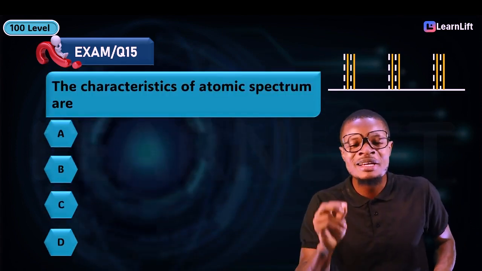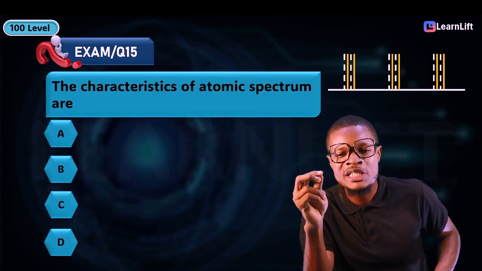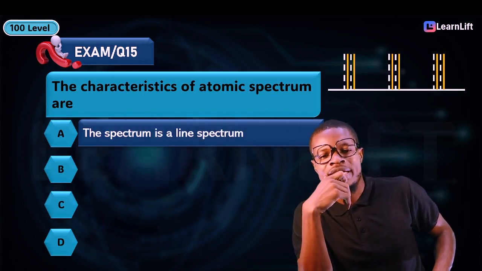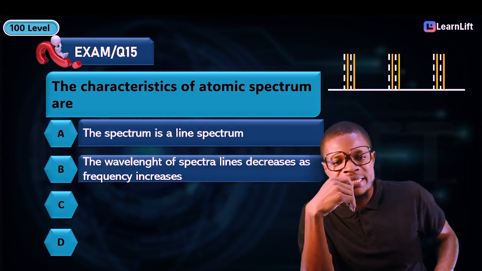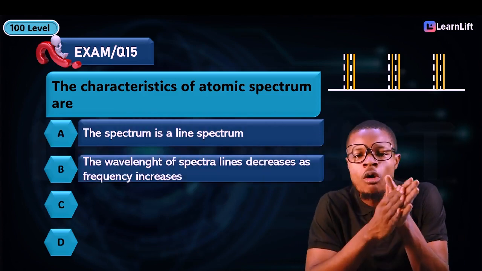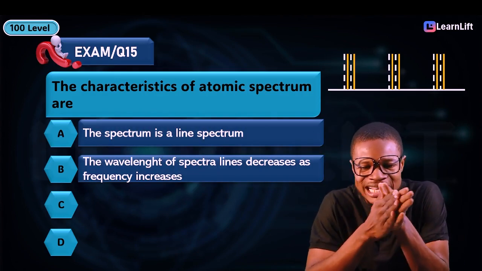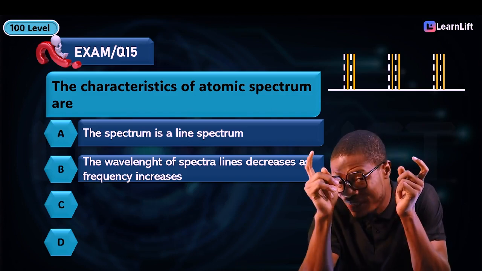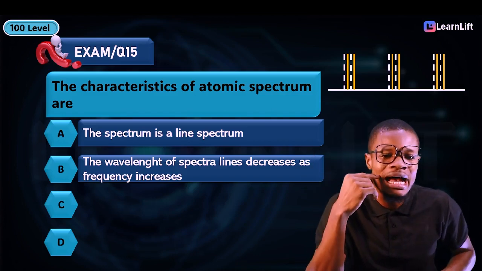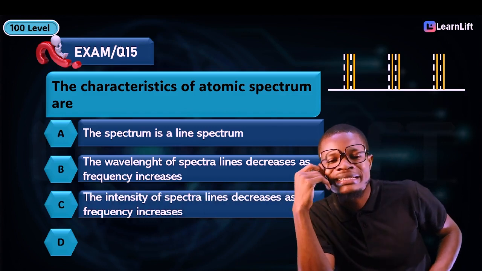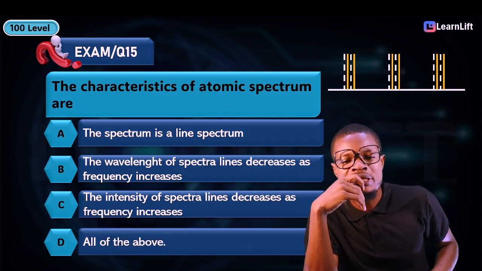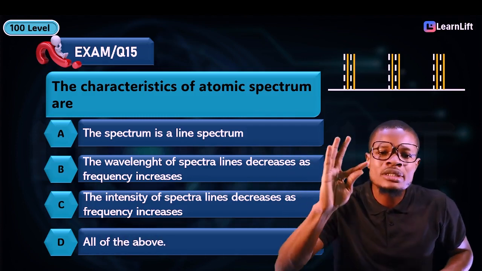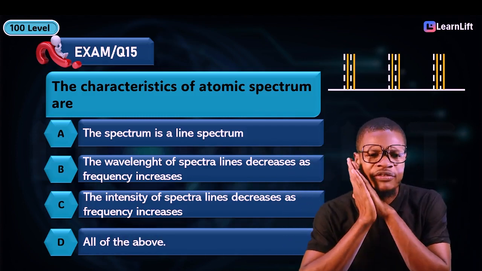Look at this intriguing question number 15. The question says that the characteristics of atomic spectrum are: option A, the spectrum is a line spectrum, atomic. B says the wavelength of spectral line decreases as frequency increases. Option C says the intensity of spectral line decreases as frequency increases. And then option D says all of the above. Now, what is the correct answer? Reason it out for me very fast.